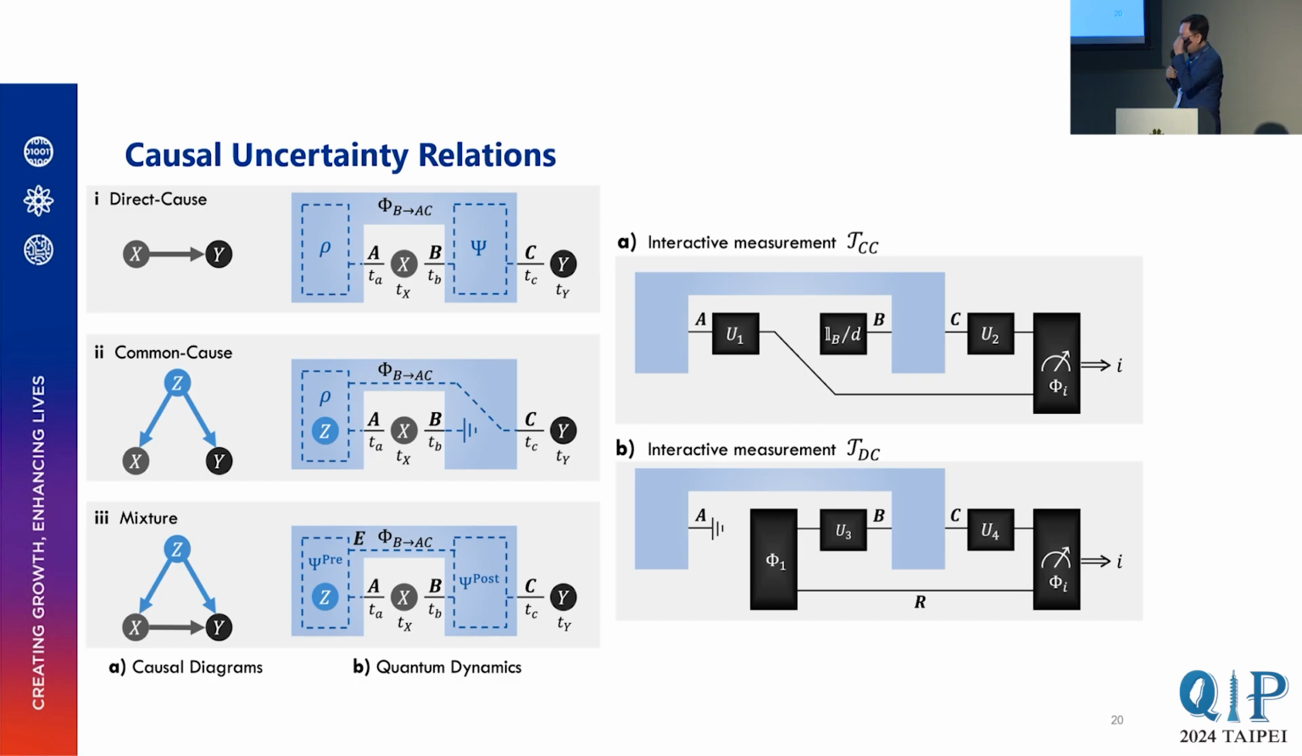And here, we assume the quantum dynamics inside this blue box has rank 1. Here, rank 1 means it's a Choi operator that has rank 1. Now, if we implement the common cause indicator and obtain the measurement outcome with certainty, then we can confirm the quantum dynamics has a causality of common cause. Similarly, we have also introduced the interactive measurement of the direct cause indicator. If the measurement outcome happens with certainty, we can conclude the quantum dynamics can only be a direct cause.